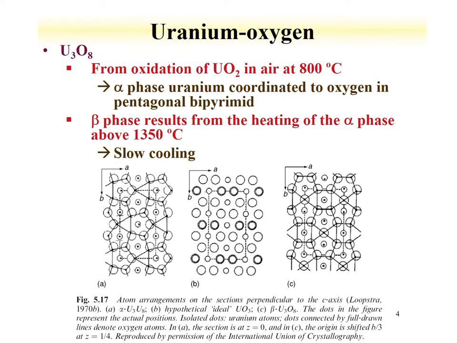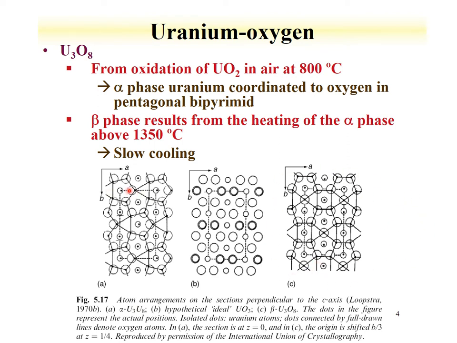Another important uranium oxide species is U3O8. And this is formed from the oxidation of UO2 in air at 800 degrees. There are two phases, an alpha phase and a beta phase. That means it's U3O8 with different structures. And pictured here are some of the different structures. This is the alpha. U3O8 should be U3O8, not U3U8 as shown here. And then this is the beta U3O8.